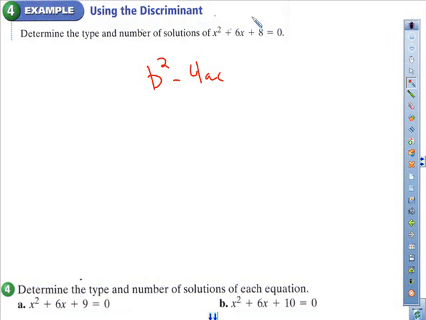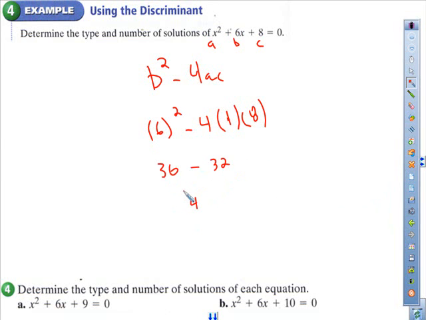Well, the problem equals 0. That's the first thing you have to make sure. It equals 0 already. So here's a, this is b, and that's c. So just plug them in and simplify, evaluate. So we're going to get 6 squared minus 4 times 1 times 8. That'll be 36 minus 32. So that gives us positive 4. If our answer is positive 4, that means it's greater than 0, meaning we're going to have 2 real solutions. Okay?